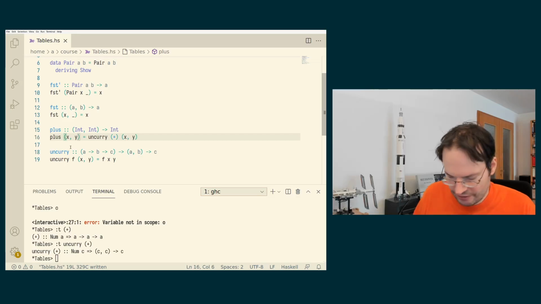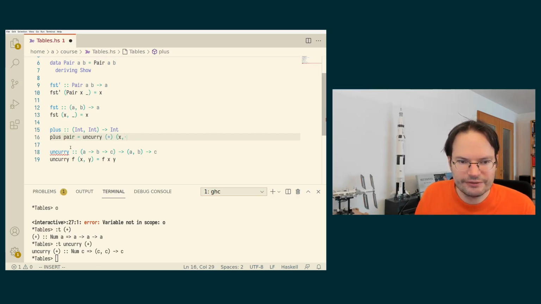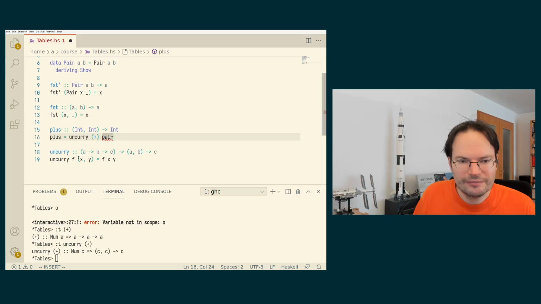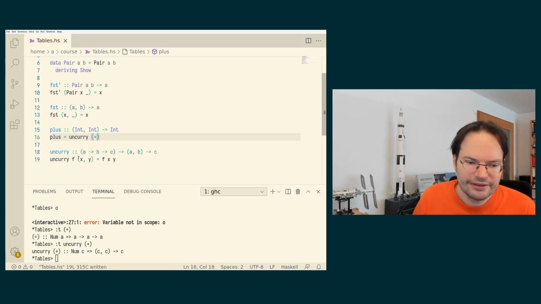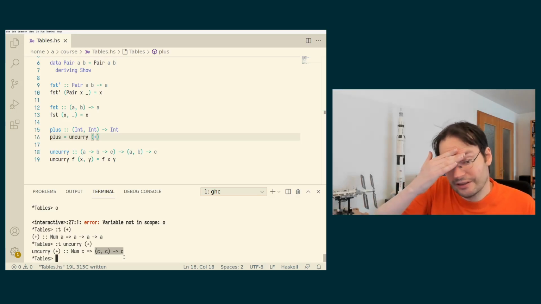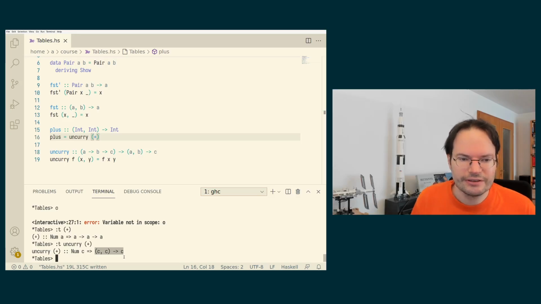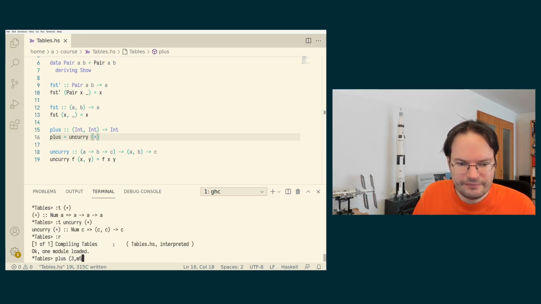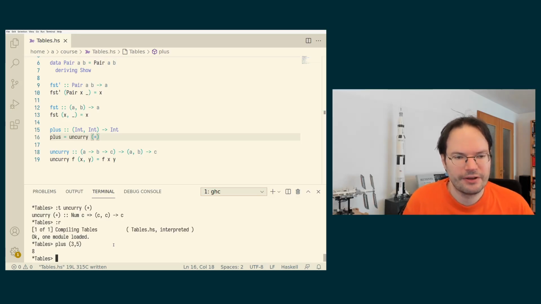But now the pattern match is actually unnecessary. We don't even need the pattern match anymore. We can just take the pair and then pass it to uncurry. And even picking up the argument and passing it on is unnecessary, because if we look at the partial application of uncurry to plus, this is the right type. This is a function that expects a pair and produces a result. And in particular, if we instantiate C to int, it has exactly the right type. We can convince ourselves that this works. Plus of the pair 3, 5 is 8. Okay.